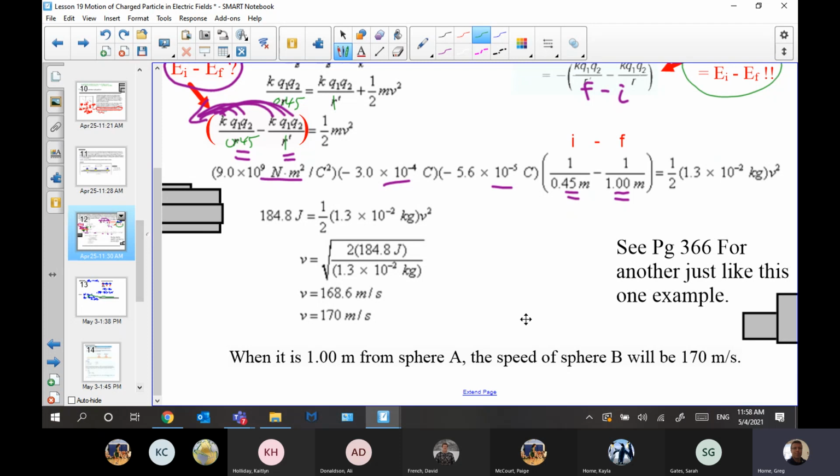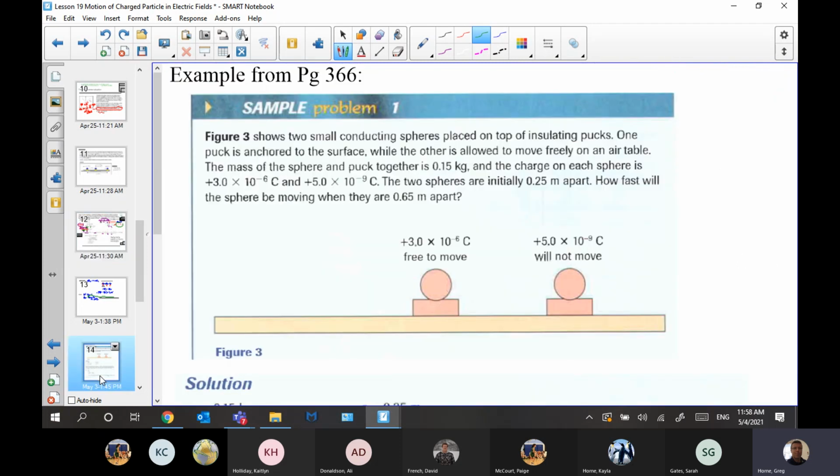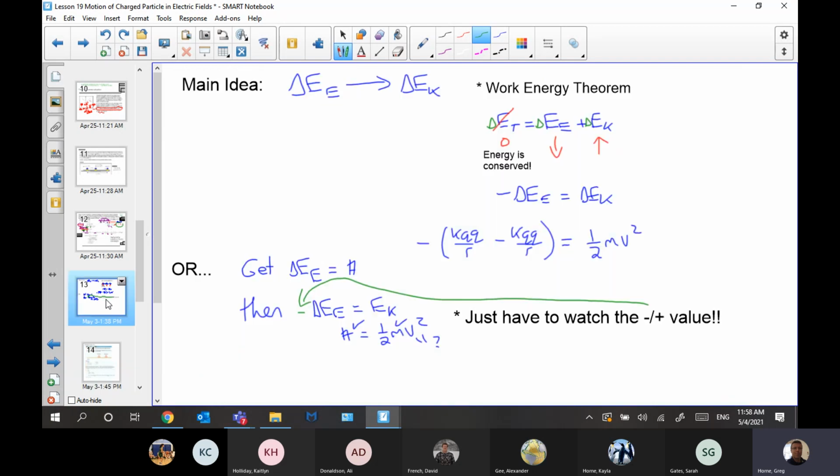Okay. I have a note there saying see page 366. There's another example just like this. I even copied it into the lesson for you to make it easier for you to find it. So if you want to see another one all worked out, go for it.